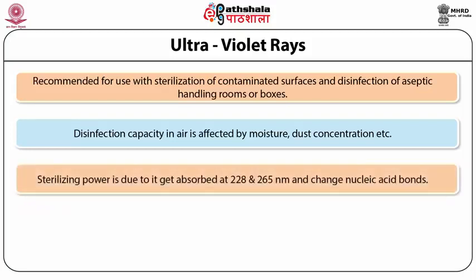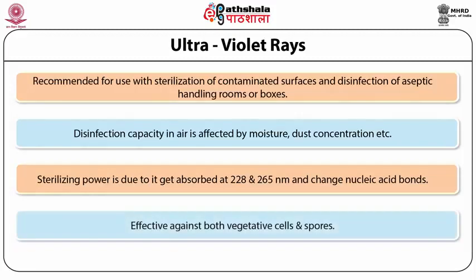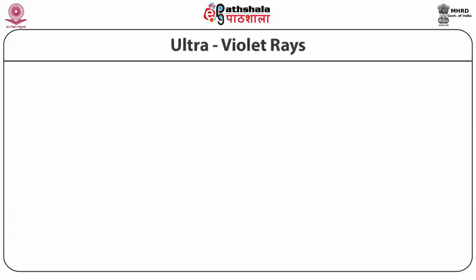Its sterilizing power arises from its capacity to be selectively absorbed at 228 nanometer and 265 nanometer wavelength by the peptide bonds of nucleic acid in the cells of microbial organisms. Both vegetative cells and spores are sensitive to UV radiation. Microbial resistance to UV radiation increases in the order: vegetative bacterial cell less than yeast less than bacterial spores less than mold spores.